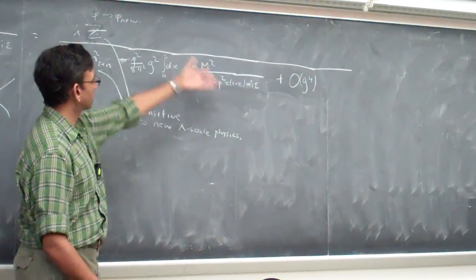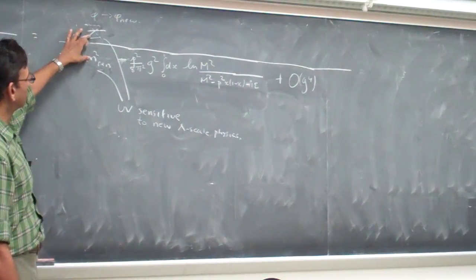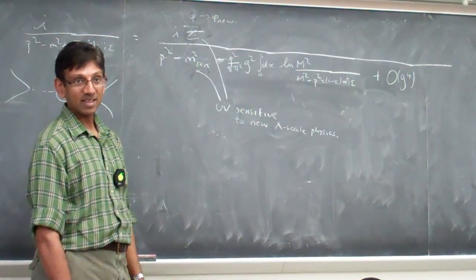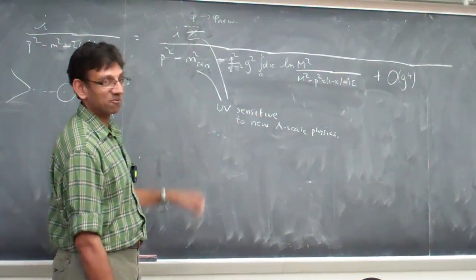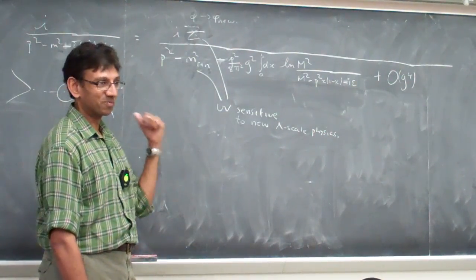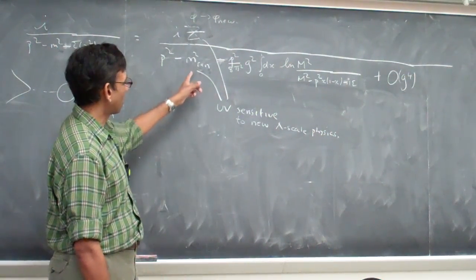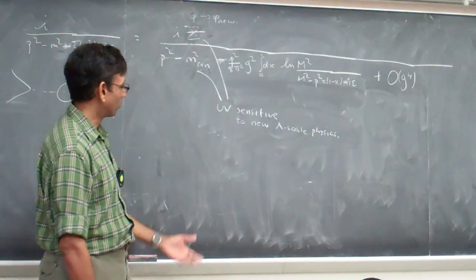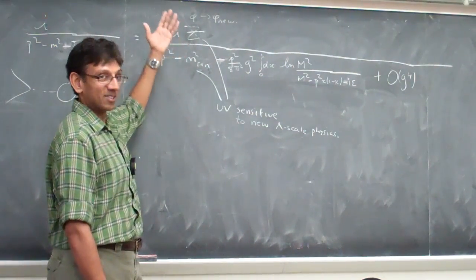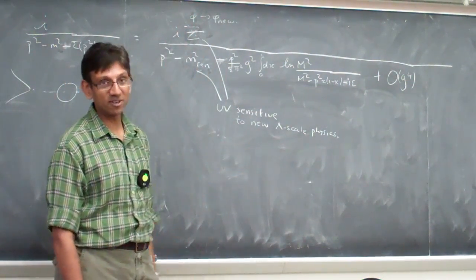But here is a whole function of p squared, and there are only two numbers that I don't know. One number is unphysical, so just throw it out. That's one number I don't know. I mean, fit it to experiment, and you have the entire function.